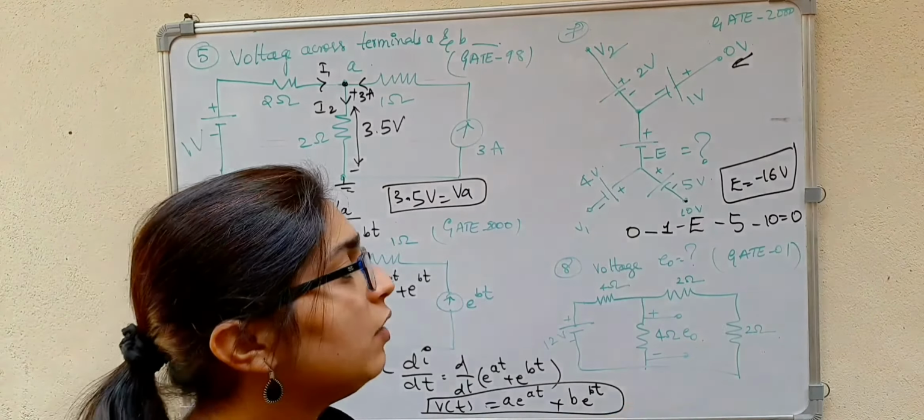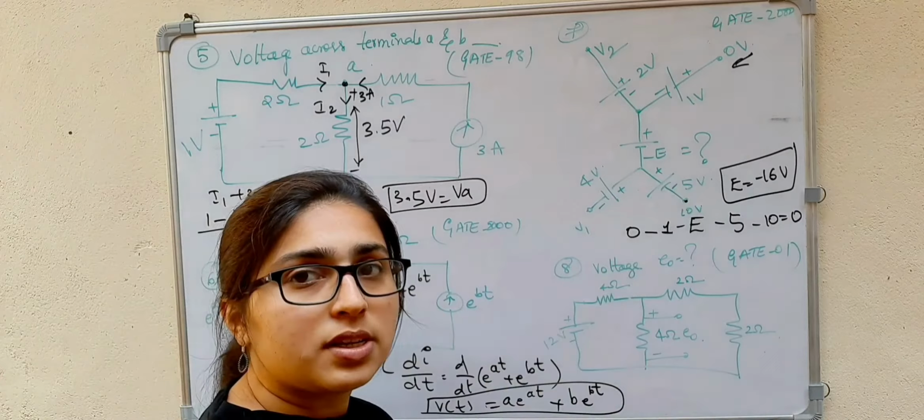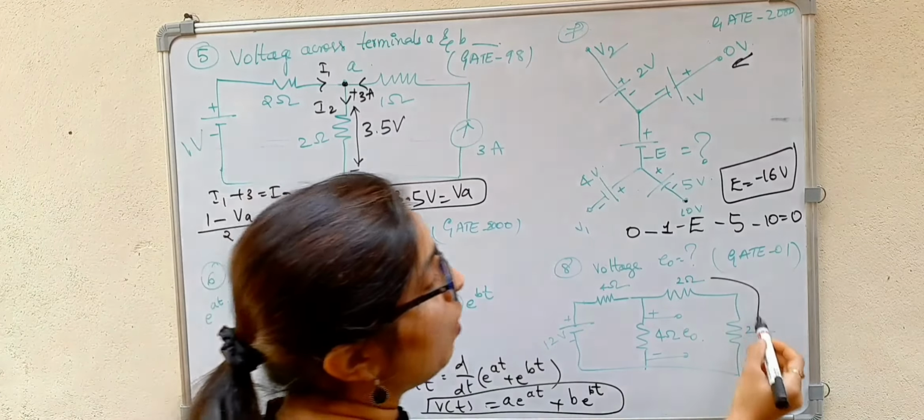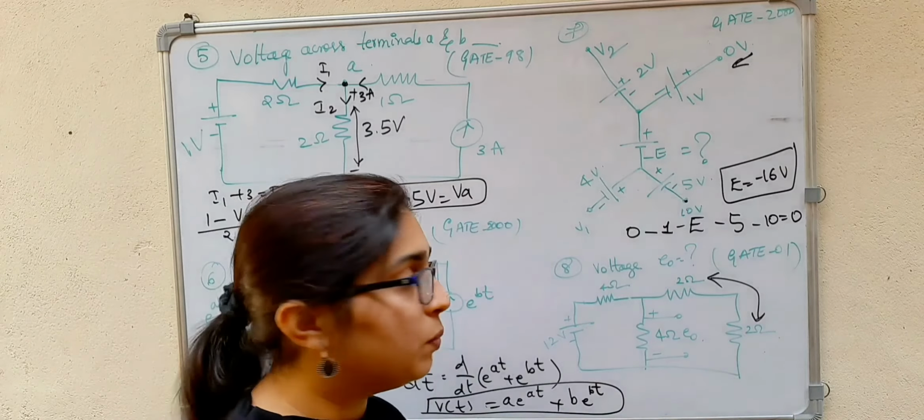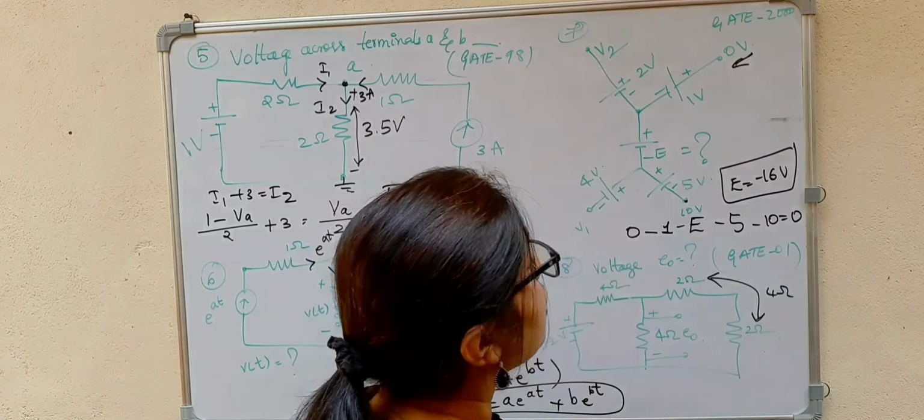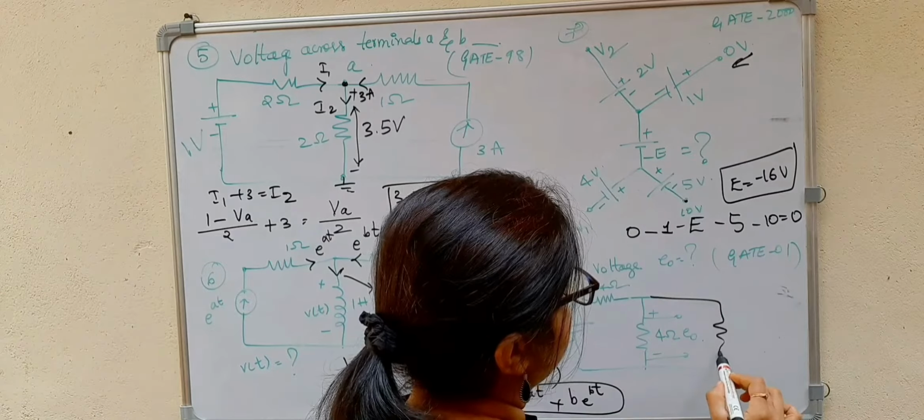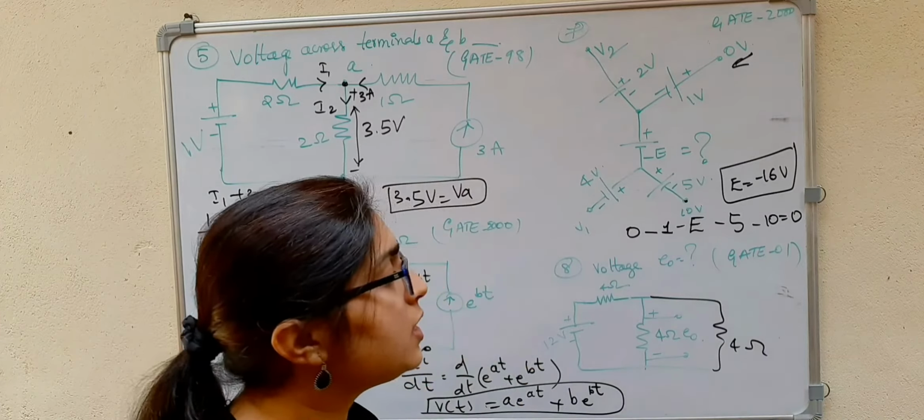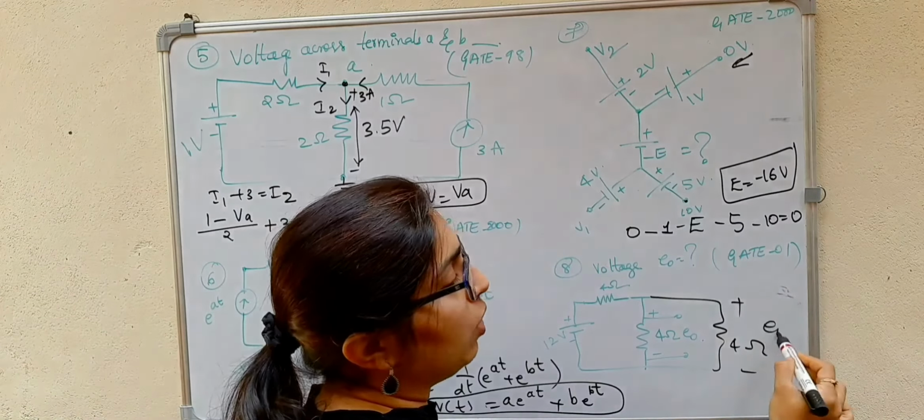Now we have to find the value of E0 here. That is the voltage across this 4 ohm resistor. You know this 2 ohm and 2 ohm are in series. So 2 plus 2 will be equal to 4 ohms. Okay, this is 4 ohms. So now I can redraw this circuit like this. So now if the voltage across this 4 ohm is E0, so this also will be E0, right?